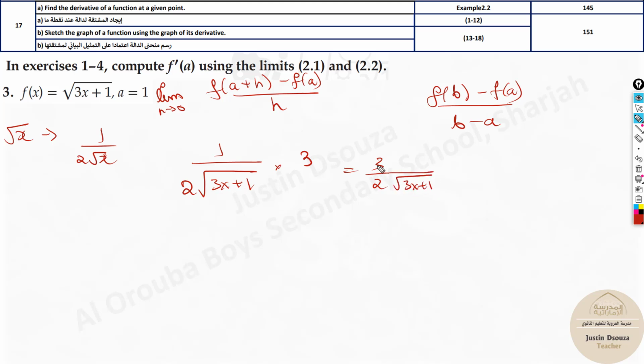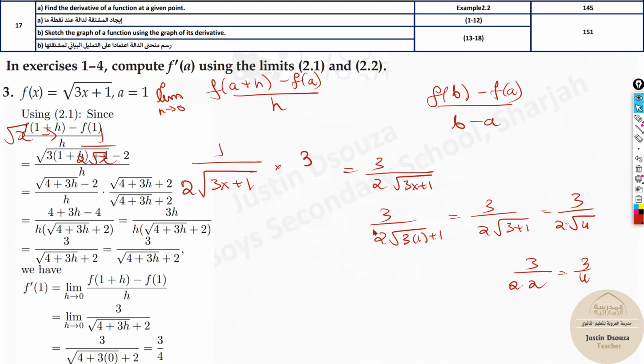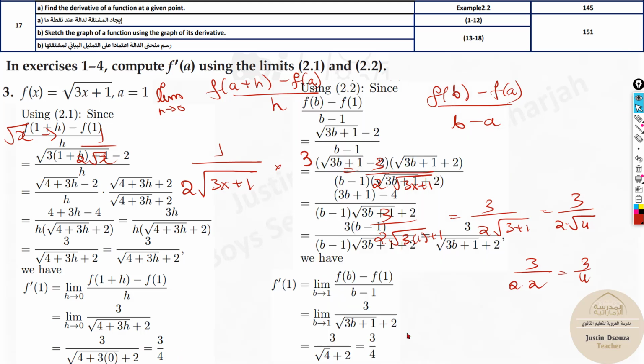Now substitute this 1 over here. It will be 3 by 2 root of 3 into 1 plus 1. That is equal to 3 by 2 root of 3 plus 1. That is 3 by 2 root of 4. That's 2 itself. 3 by 2 times 2. It's 3/4 or 0.75. So that's how we solve it. It's 3/4 answer. Both the cases will be 3/4.